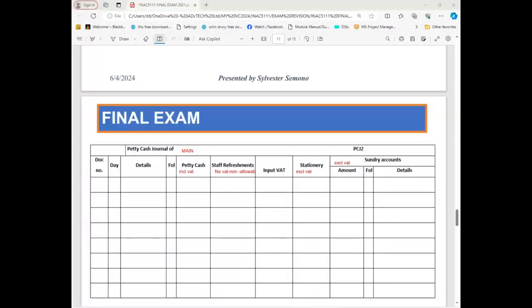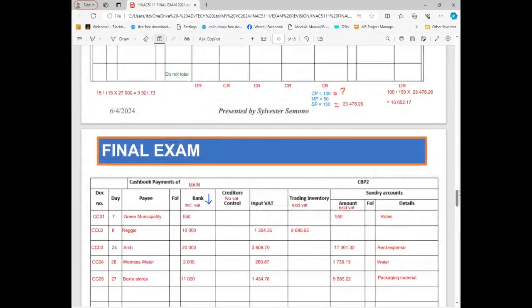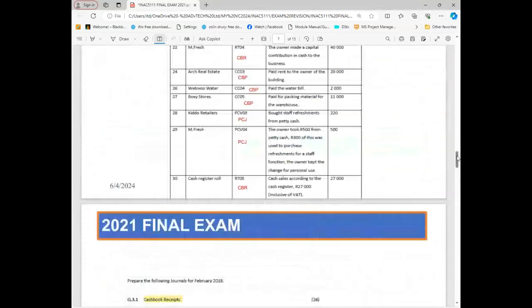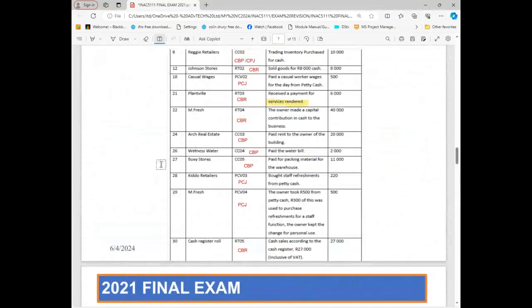Hello. Let's focus on the petty cash. I know the question itself did not ask for the petty cash, but for the fact that some of the transactions were identified as PCJ, I just thought that it was wise and advisable for us to open this book, which is PCJ. Okay. Obviously, the same procedure that we followed.